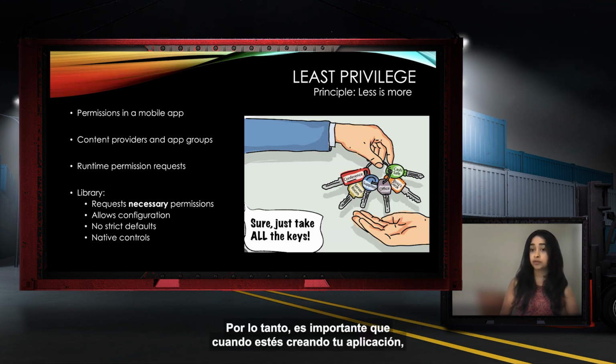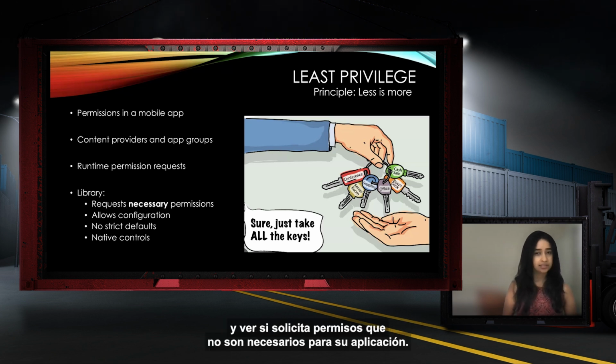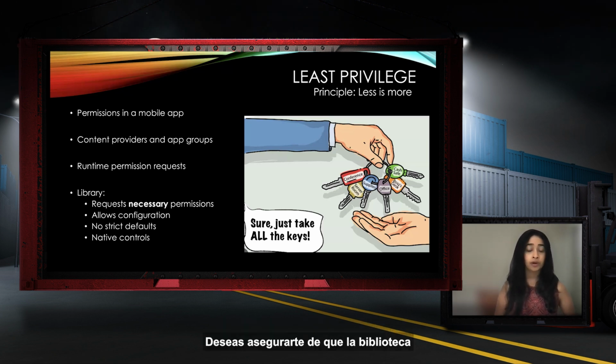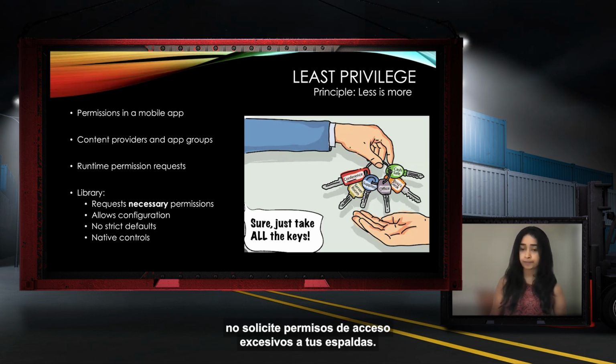So it's important that when you're building your app, you know what permissions you need so that when you pick libraries, you can evaluate the library and see if it's asking for permissions that are not necessary for your app. You want to ensure that the library doesn't ask for excess permissions behind your back.